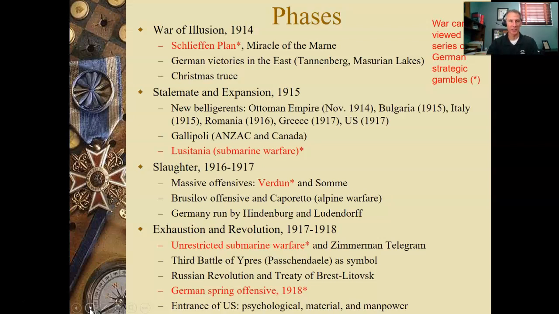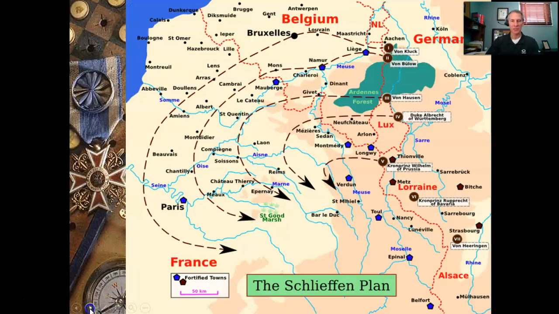The United States provides huge amounts of material and also economic aid. And then also the manpower itself becomes really important in the summer and fall of 1918.